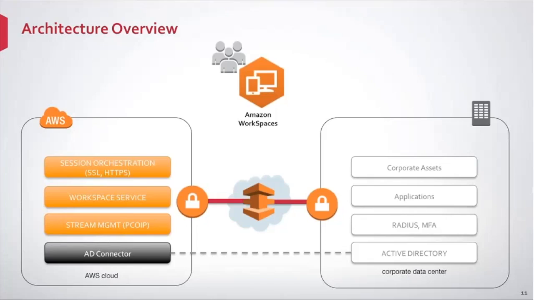So Amazon has their core constructs, their isolation of their SDN through their virtual private cloud. The WorkSpaces environment is an overlay of that. And when I log in, I go through the session orchestration. Again, that's over HTTPS. I have my workspace service and my stream management all wrapped into that, and so that's what's delivering that Windows user experience.